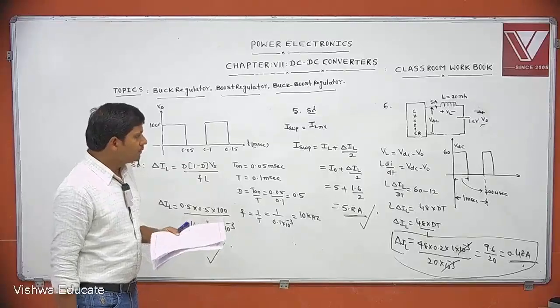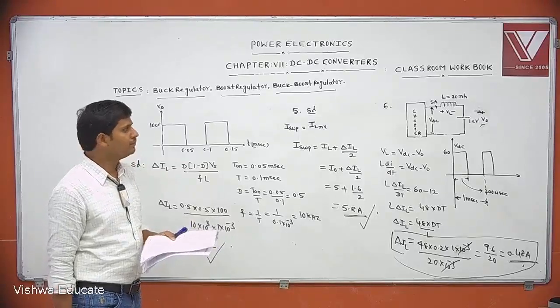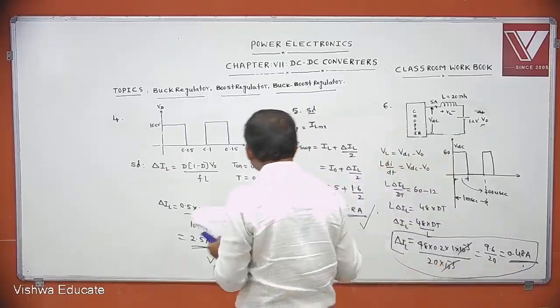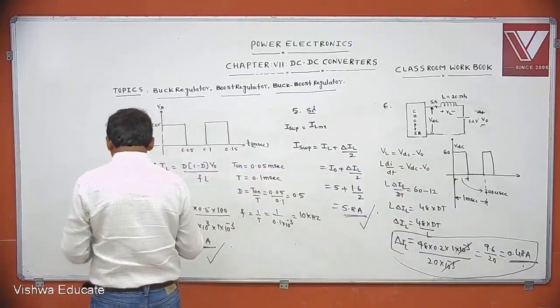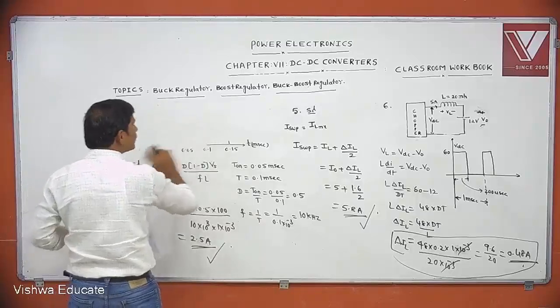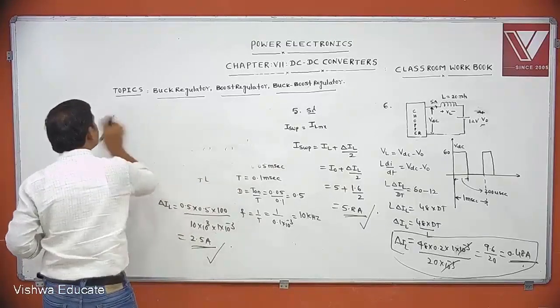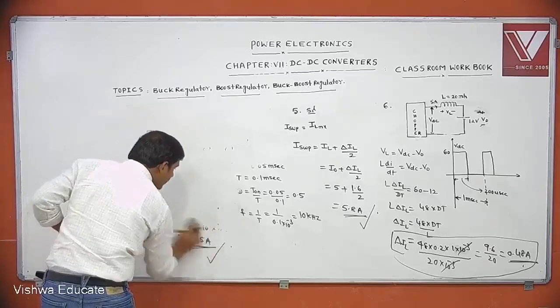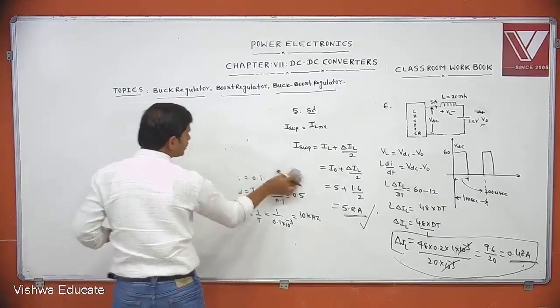Okay, clear? See the common data question. This is for questions number 7 and 8. Read the question quickly.